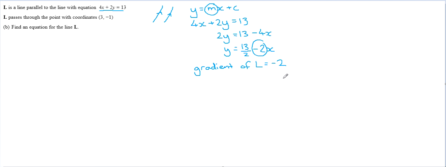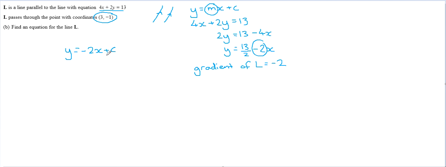Now, there are a few ways of doing this depending on what your teacher's shown you. At GCSE level we tend to just stick to this formula. There is a better one, but I'm just going to stick to this one. So what we've got to do now is use this. At this stage we know that y is equal to minus 2x plus c.